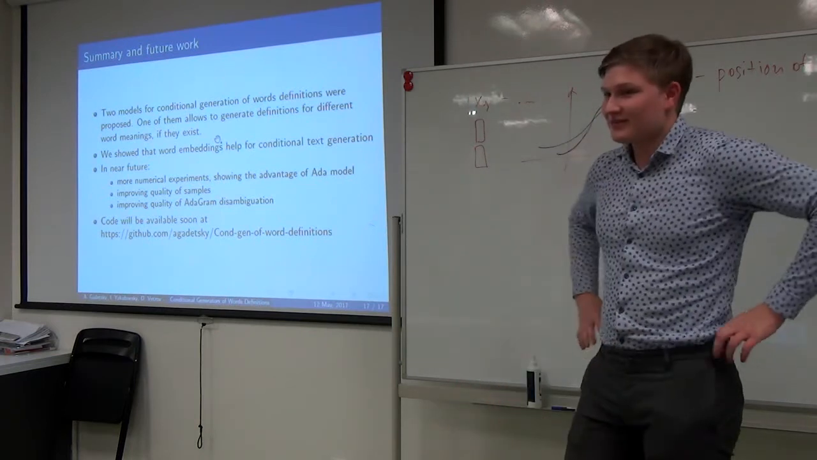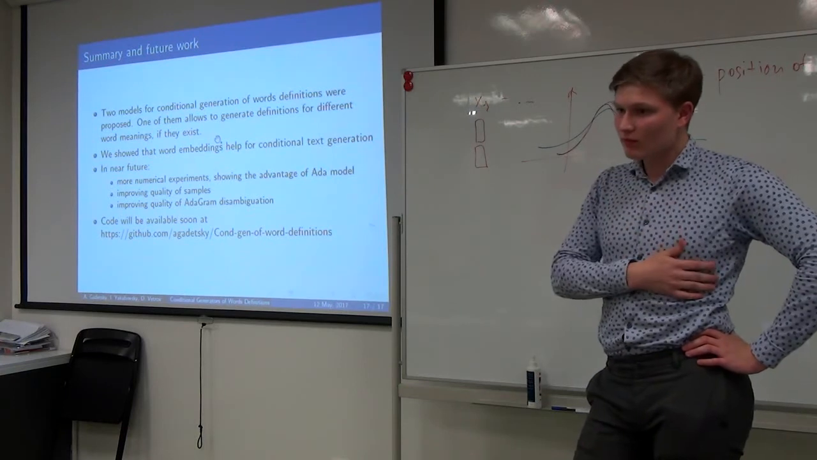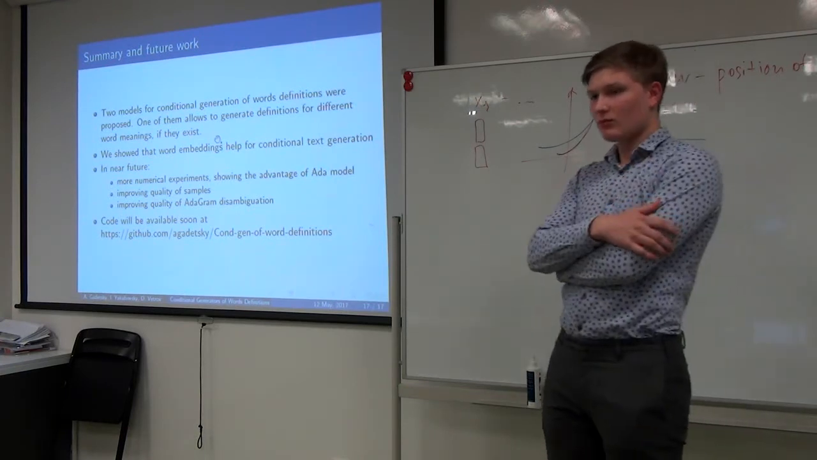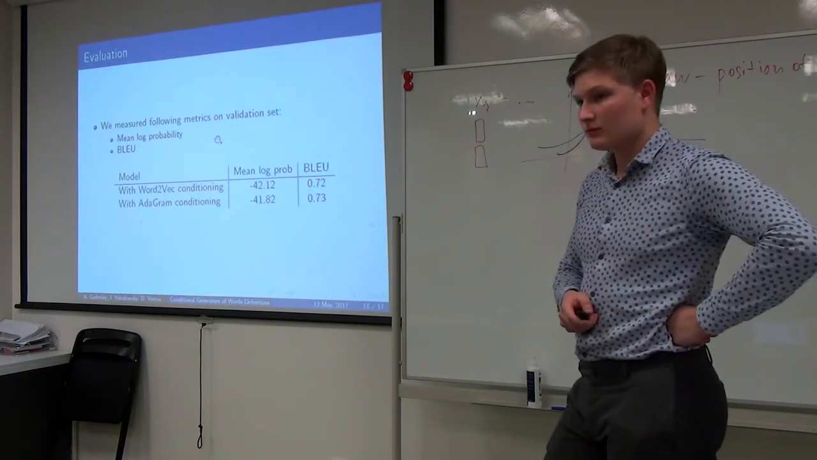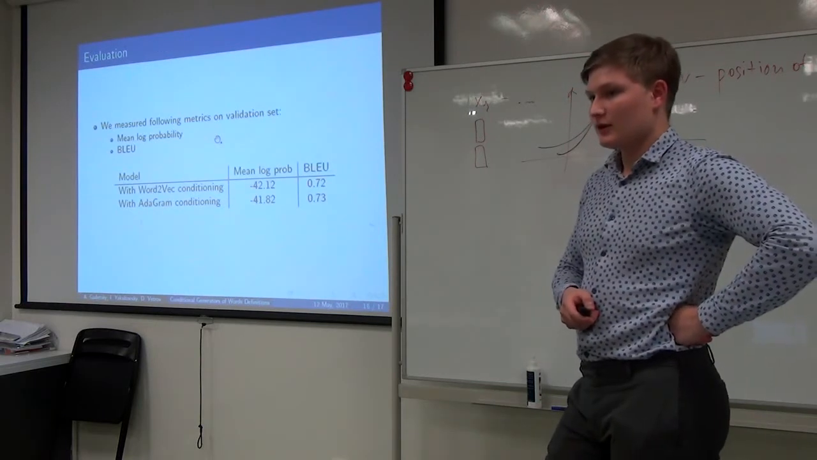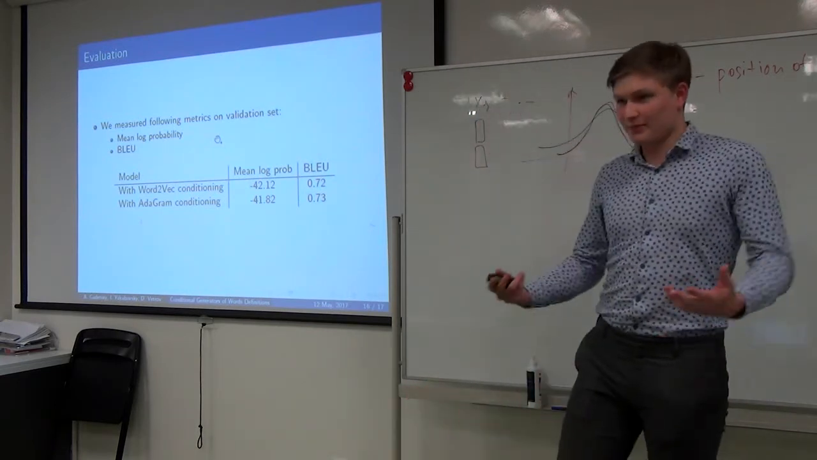Can you think of any other attempts to solve this problem? Because on the previous slide you had two lines with metrics, but they are not interpretable. You can't look at the mean log probability and say, wow, that's a good result. Yes, that's the main problem.